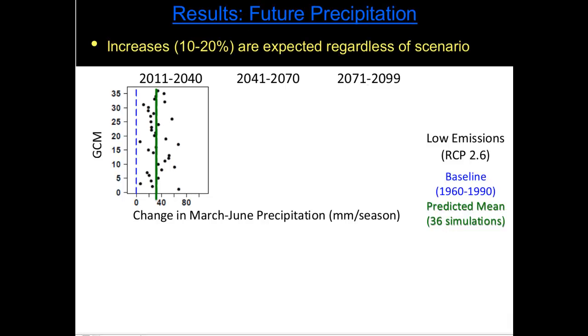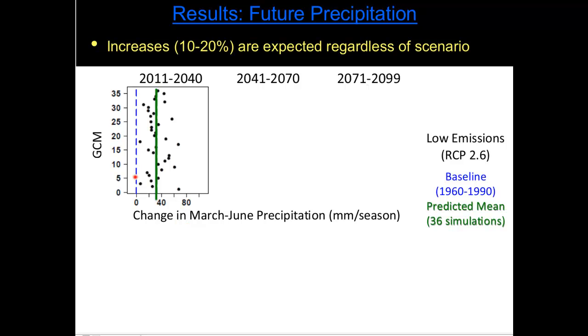So I'm going to show a few graphs here, and they're fairly complicated, so I want to take a minute and walk you through this before I put up all the different panels on this graph. So here we're looking at results and the future precipitation. If we look at this first panel, on the vertical side is 0 through 35. There's actually 36, and these are the 36 climate models that we analyzed. And then on the bottom of this graph, it shows 0 through 40. This is the change in March through June precipitation in millimeters per season.